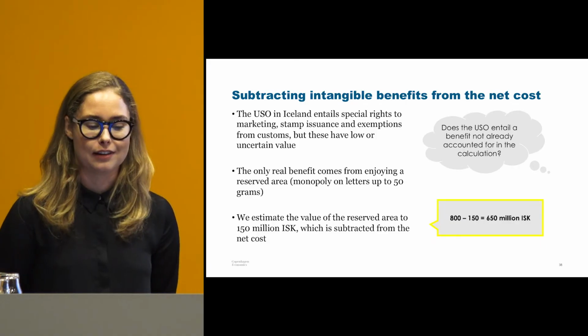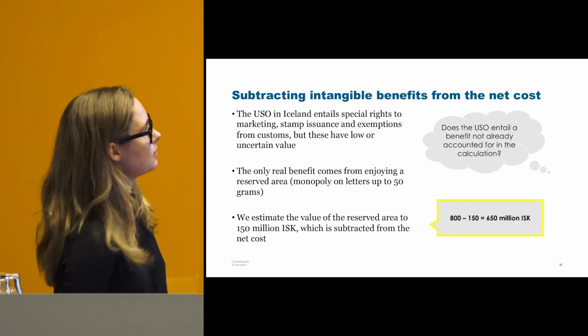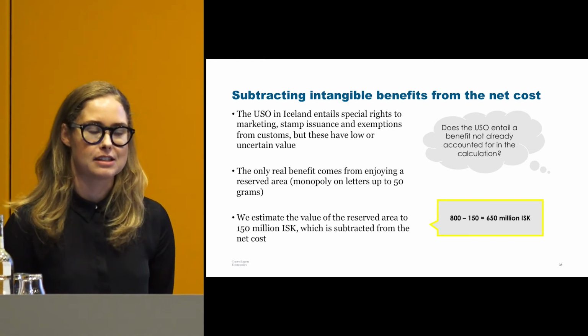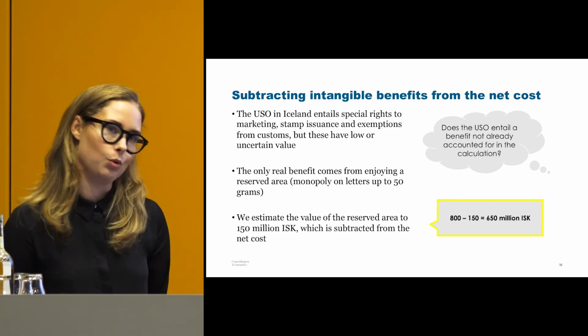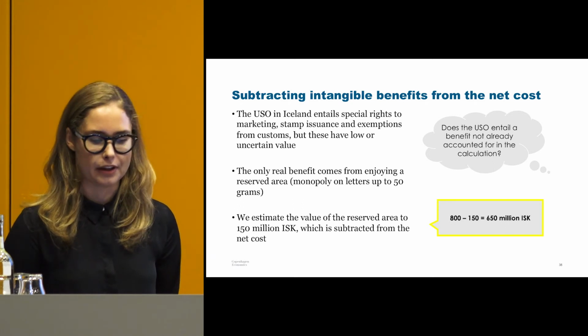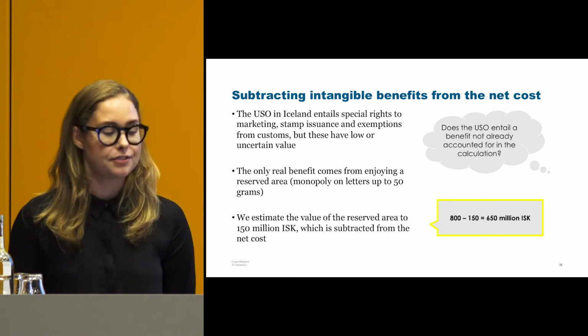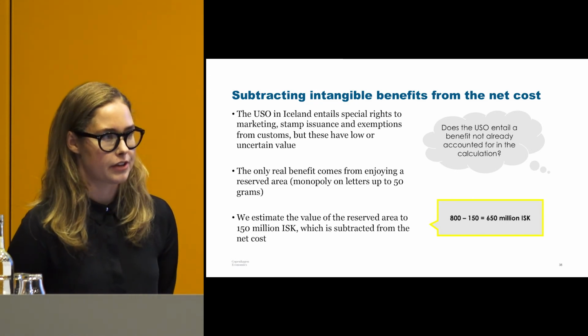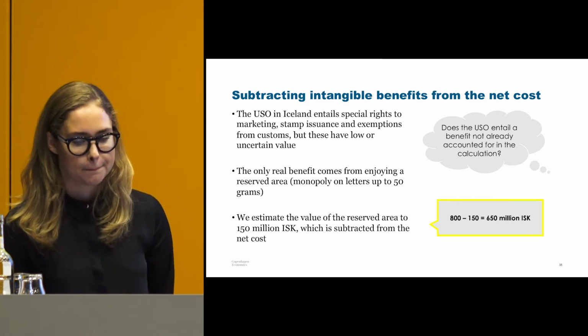It has to do with marketing, stamp issuance, exemptions from customs, etc. But all of these, we have estimated, and they are quite a low value, so they're not included. But what is a significant value is, of course, the reserved area. So it's the monopoly on letters up to 50 grams.